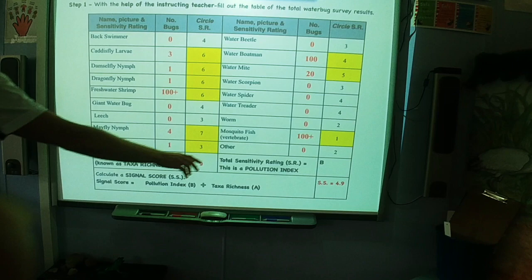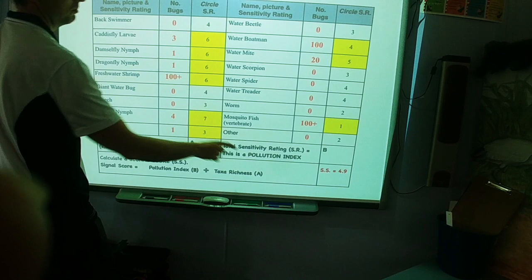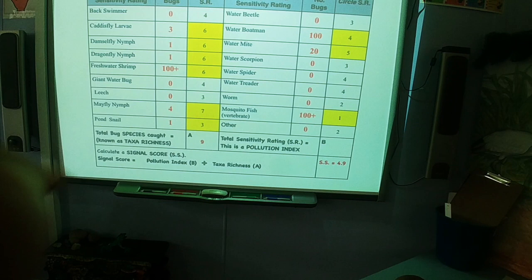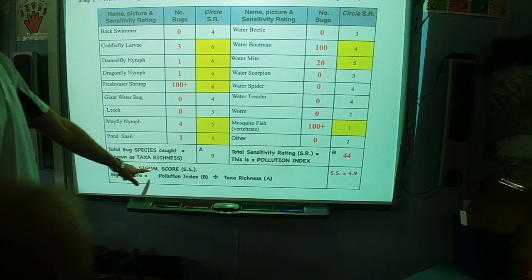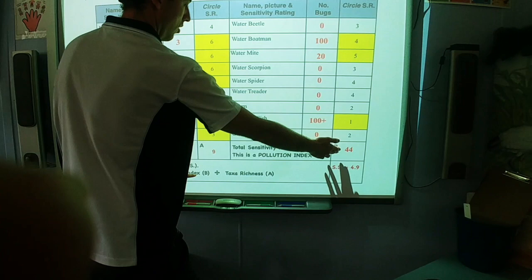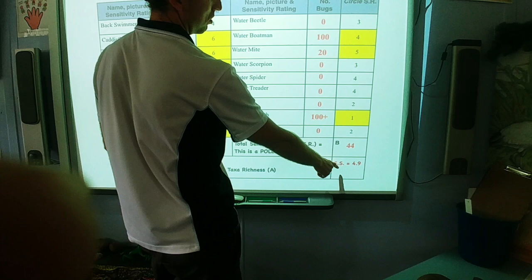Total sensitivity rating. This is the pollution index, and the scientists give them a score in that column. We've got to add up all the points. So 6 plus 6 plus 6 plus 6 plus 7 plus 3 plus 4 plus 5 plus 1 gives us a grand total of 44 points. Now calculate the signal score, SS, equals pollution index, which is column B, divided by taxa richness, column A, which gives us a grand signal score of 4.9 for this lake and this ecosystem.